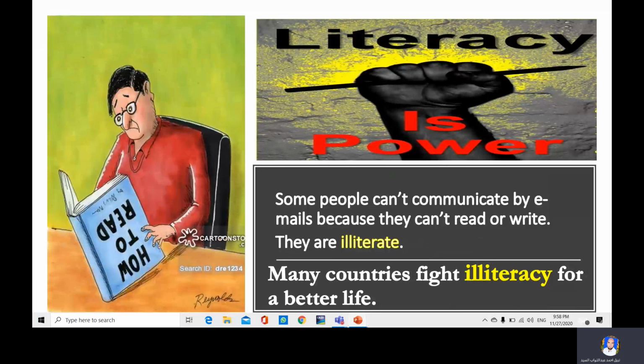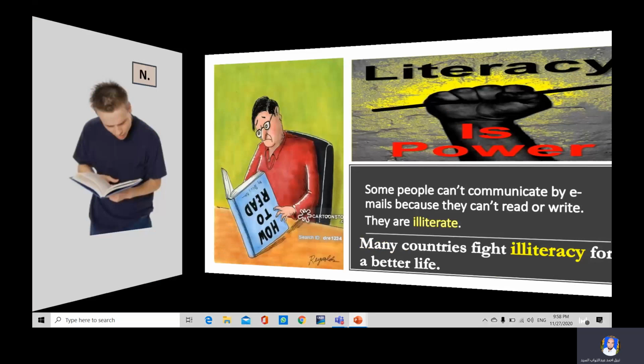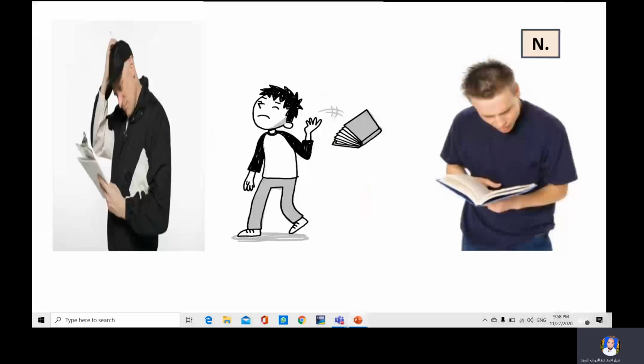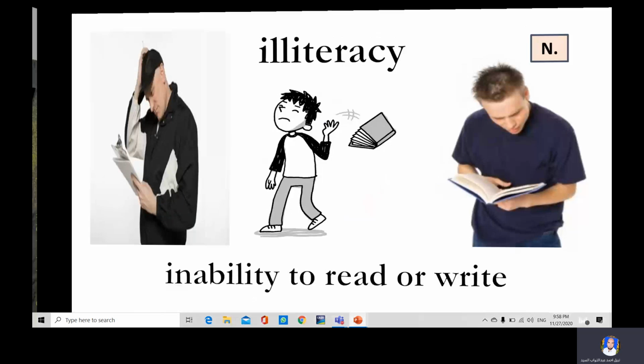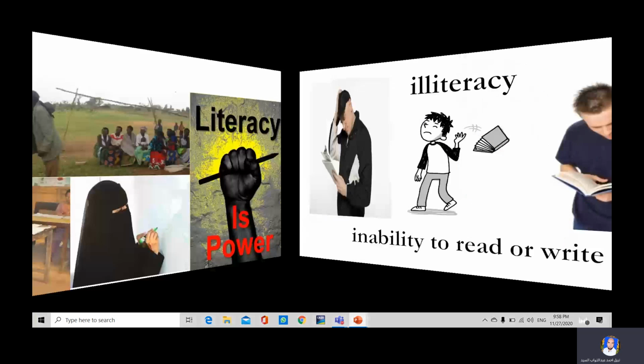And the opposite of literacy is illiteracy. We add IL. Illiteracy is the opposite of literacy. Many countries fight illiteracy for a better life. Illiteracy is the inability to read or write. People who don't have the ability to read or write are illiterate. Literacy is power. Illiteracy is the opposite.